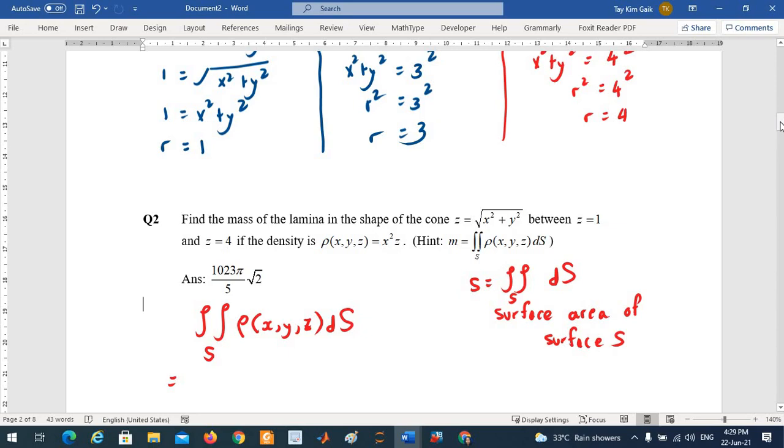Okay. Lamina is a very thin sheet. Thin, consisting of area only. That's why it's area times density, which means the mass. In this case it is density times the area. And the density given in this case is x squared z.